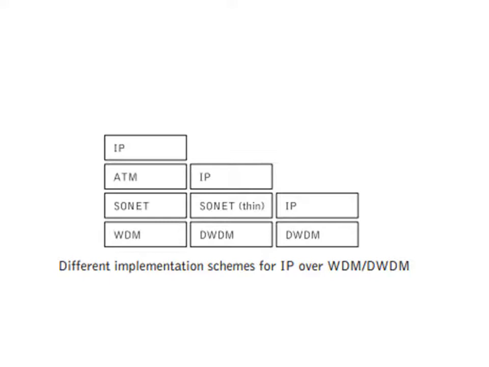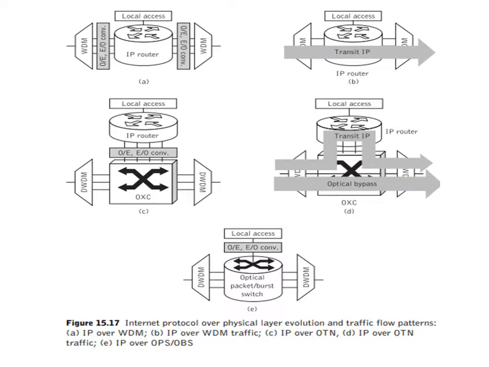So implementation of the scheme for IP over DWDM and further development of the IP over OTN are shown in this diagram: how Internet protocol over physical layer evolution and traffic flow patterns work. So, the third layer: how IP packets are transmitted over the WDM and DWDM, and what is the IP over physical layer evolution. How IP runs directly on the DWDM physical layer is very important in the optical network to increase the transmission capacity and to utilize the bandwidth efficiently.